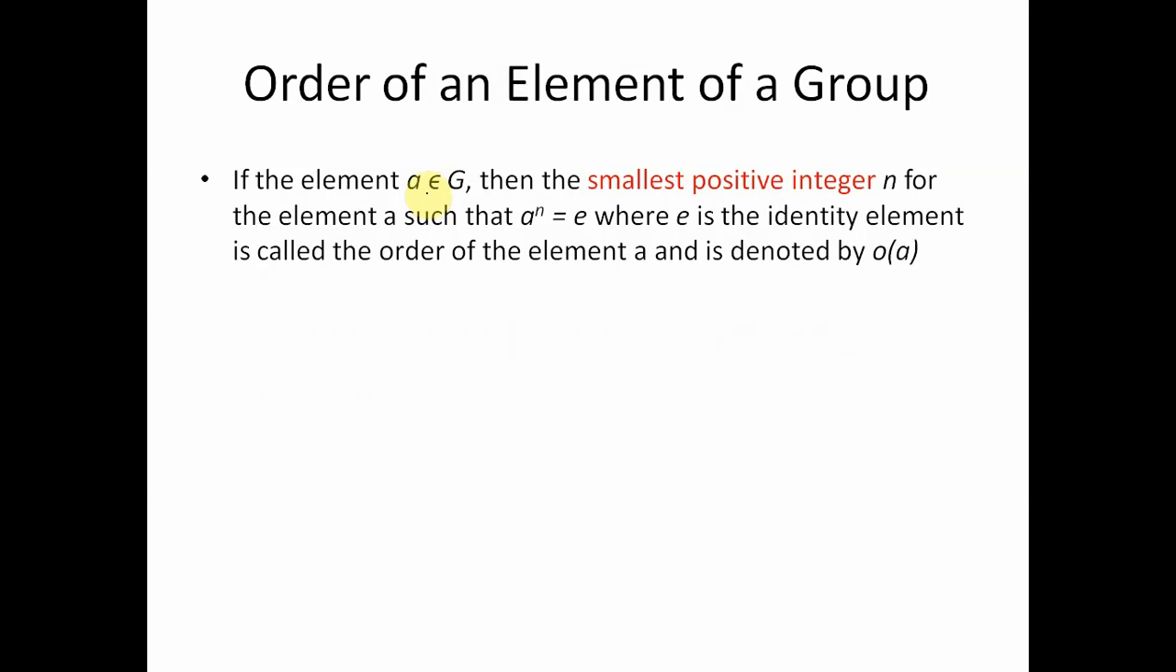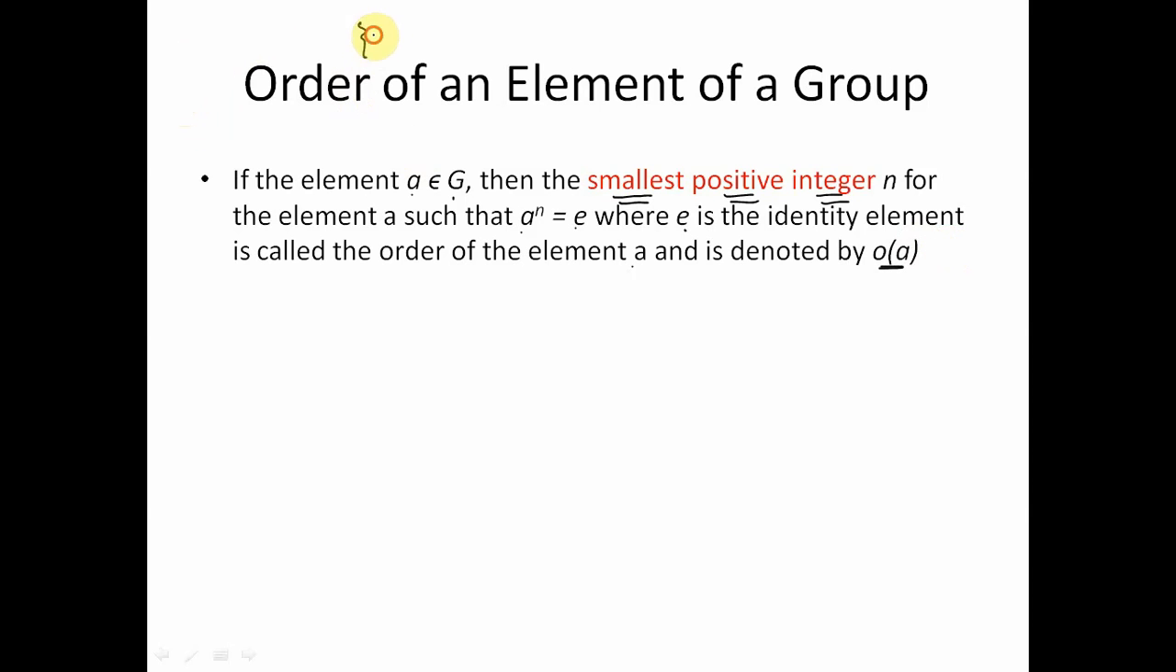Now, going one step further, if there is an element A belonging to G, then the smallest positive integer, let me repeat, smallest positive integer n for the element A such that A to the power n is equal to E, where E is the identity element, is called the order of the element A and is denoted by O of A. Let's take a simple example to understand this.